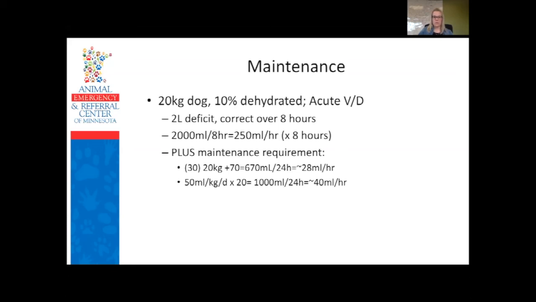If you're using 58 mils per kg per day, 40 mils per hour are his maintenance needs. So again, they're not the same, but they're in the same neighborhood. So you're going to add that to your rehydration rate for those 8 hours. So you take the 250 mils per hour he needs to be rehydrated in addition to 28 mils per hour. That's going to give you a fluid rate of 278 mils per hour over those 8 hours.